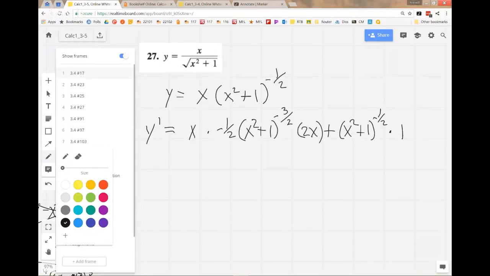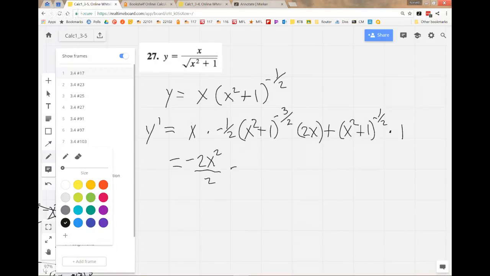So now let's try to get this in a form that's a little bit easier to read. We've got an x times a 2x, which is a 2x squared on the top. And then we've got this negative 1/2, and that negative 1/2 is going to get rid of that 2. So let's just leave it that way temporarily.